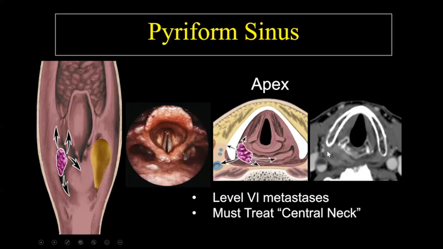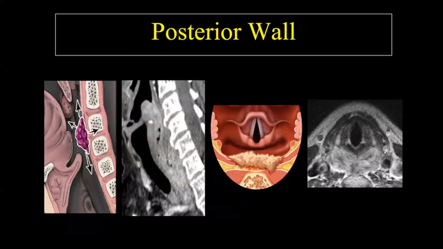And on the patient here on your right-hand side, this patient has a right-sided piriform sinus carcinoma involving the apex. Why is this important? Because if you have tumors that involve the apex of the piriform sinus, this increases the risk of level 6 metastases. And as a result, the surgeon, if the patient elects to be operated, must do a central neck dissection, or if the patient is treated with radiation therapy, they have to account for potential level 6 metastases. And again, we'll talk more about this later.